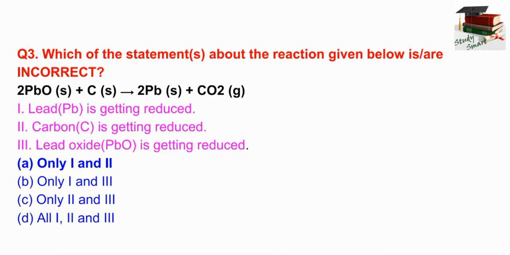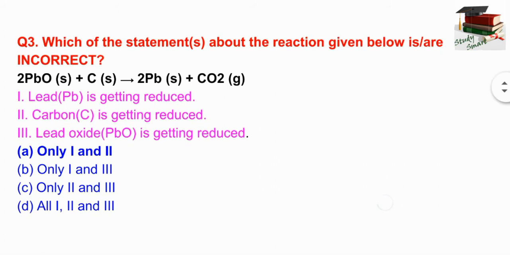Now see statement 1. Here lead Pb is getting reduced. This is incorrect. Carbon C is getting reduced. This is incorrect. Lead oxide, that is PbO, is getting reduced. Here PbO is getting reduced. So only statement 3 is correct. But this question asks which statement is incorrect. So statement 1 and statement 2 are incorrect. So option A is correct, only 1 and 2.